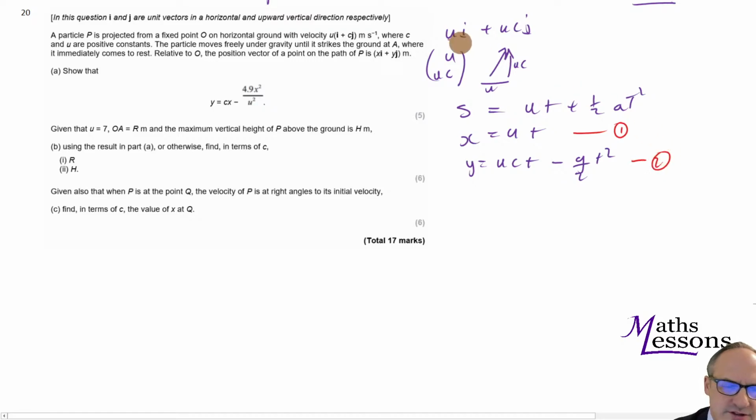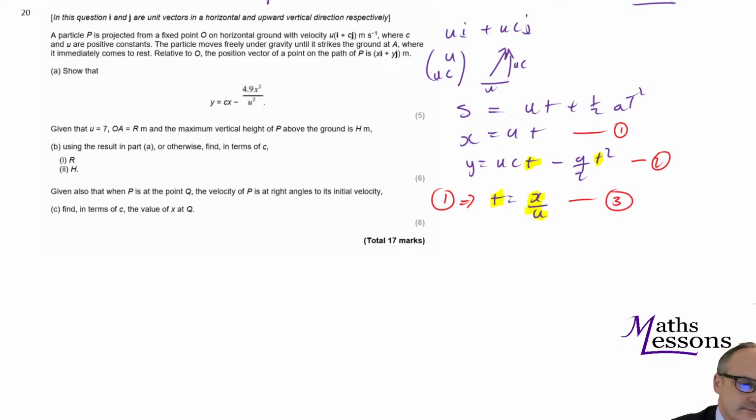What I'm going to do is rearrange equation 1 and make t the subject, because I want to eliminate t. There are no t's in the answer; it's all y's and x's and u's. So as long as I can get rid of the t's, I can get that equation. So t equals x over u. I'll call that equation 3, and I'm going to substitute 3 into 2.